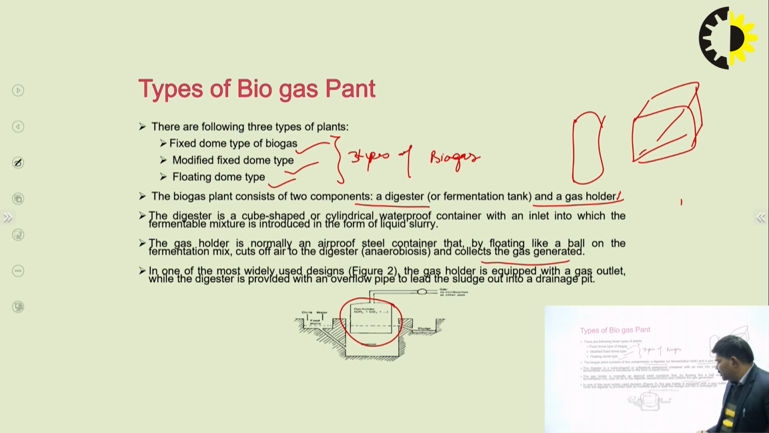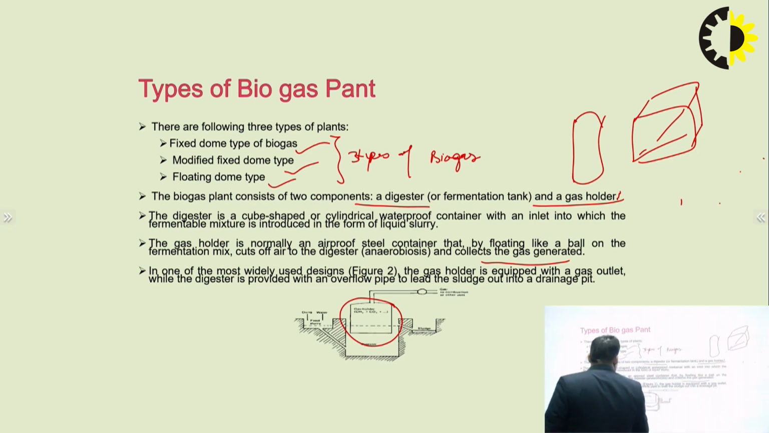So you can see here from the figure, this is one of the most widely used digesters. The digester holds the equipment with the gas outlet, while the overflow pipe carries the sludge out into the drain pipe. So you can see here some dung or water and the feed from the slurries, and these are the digesters.